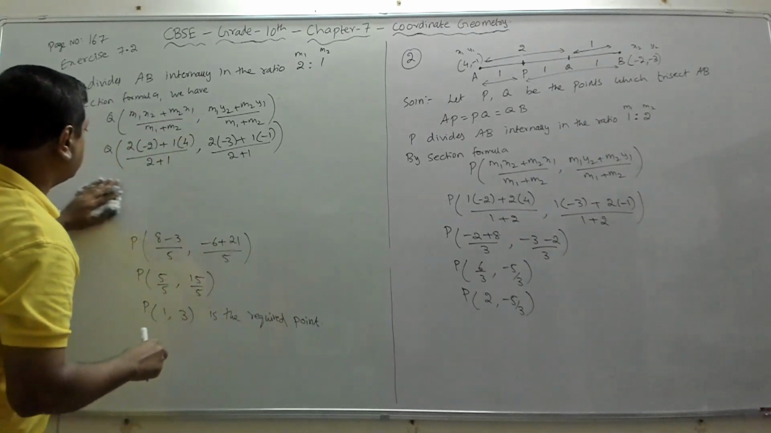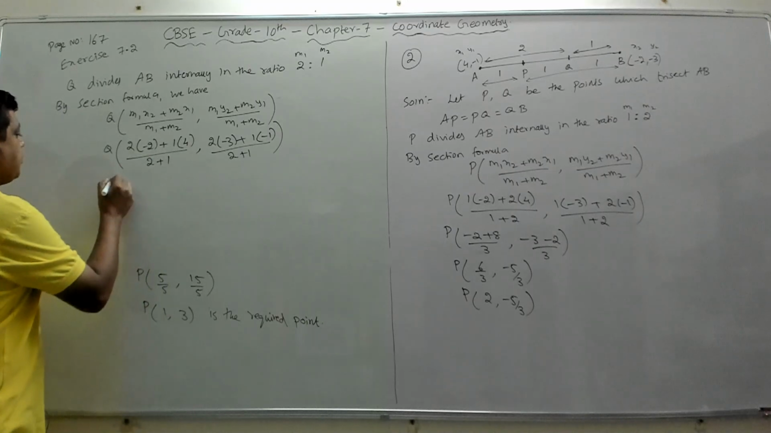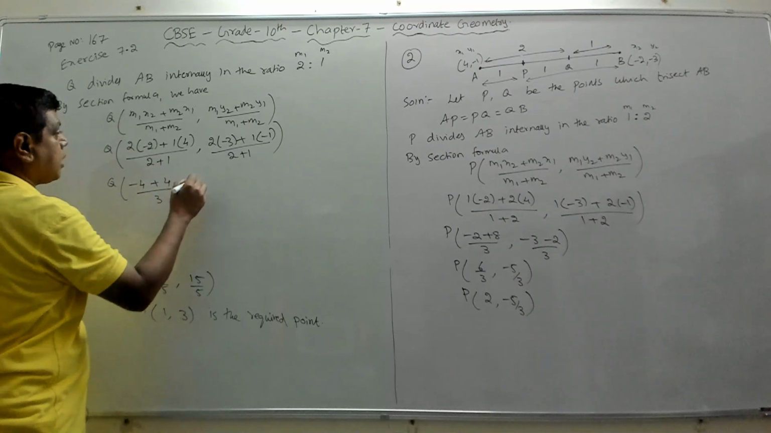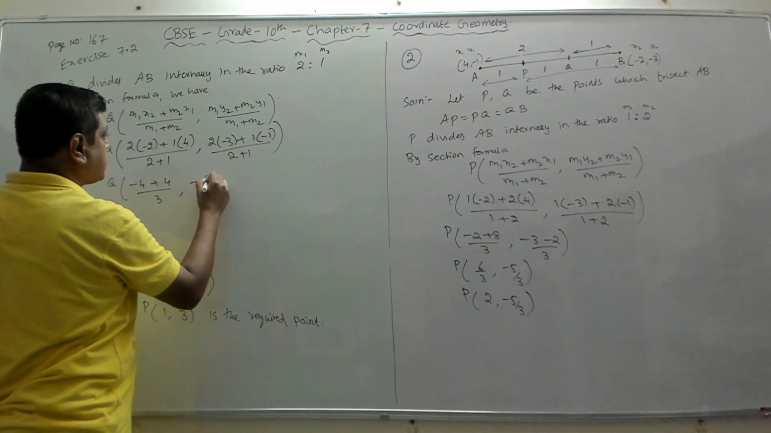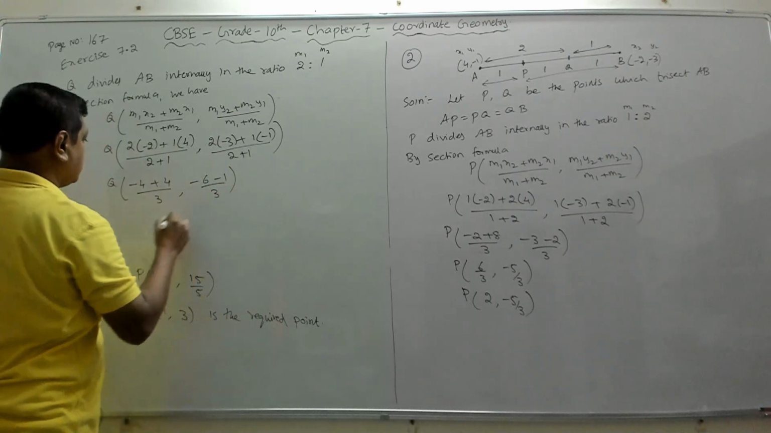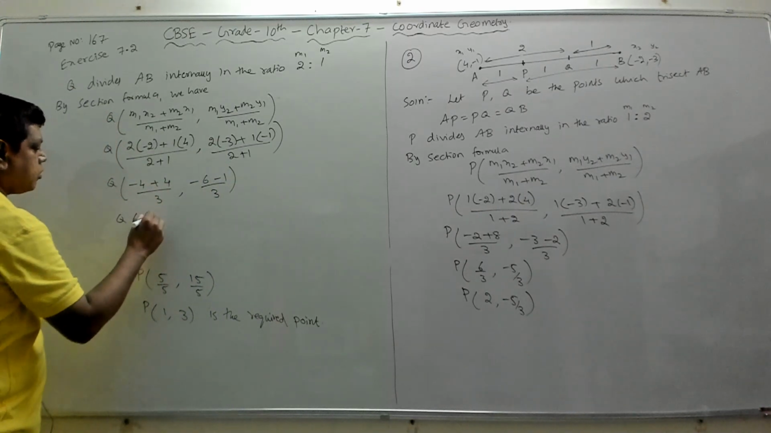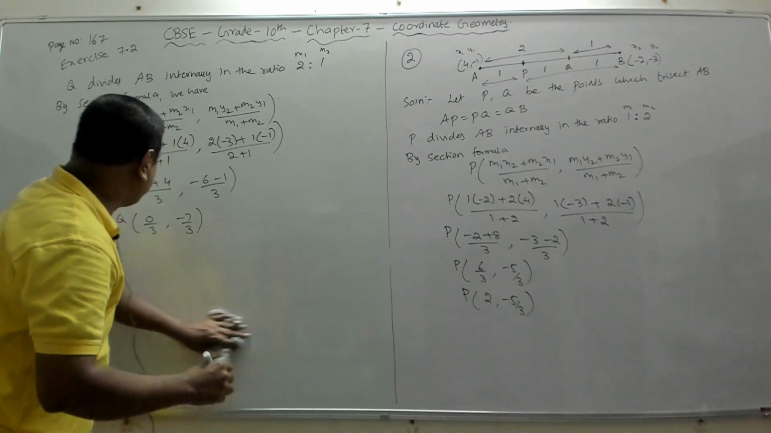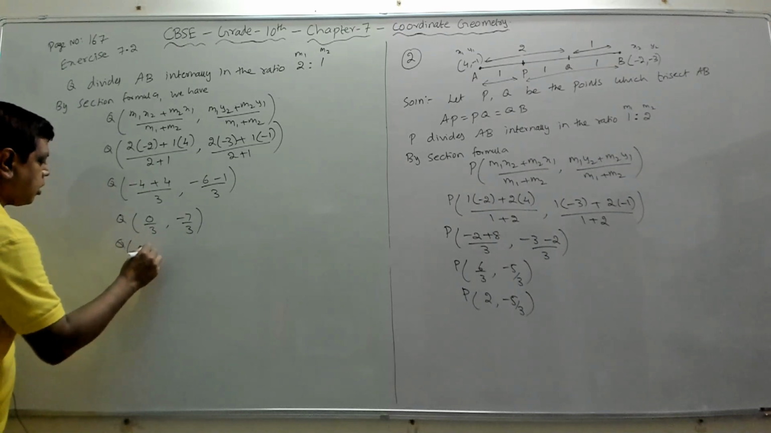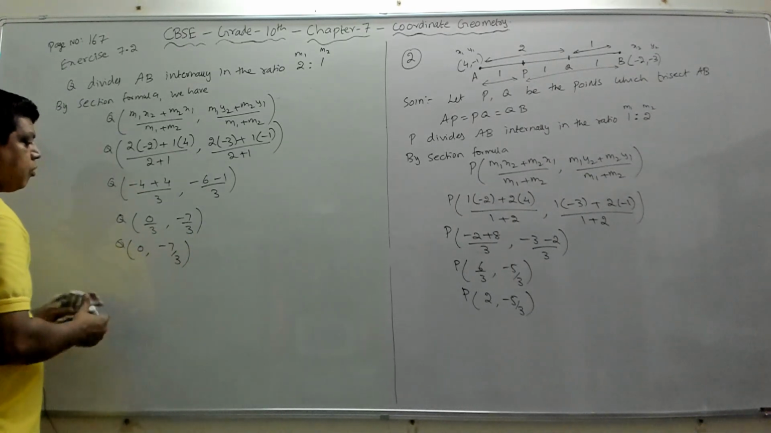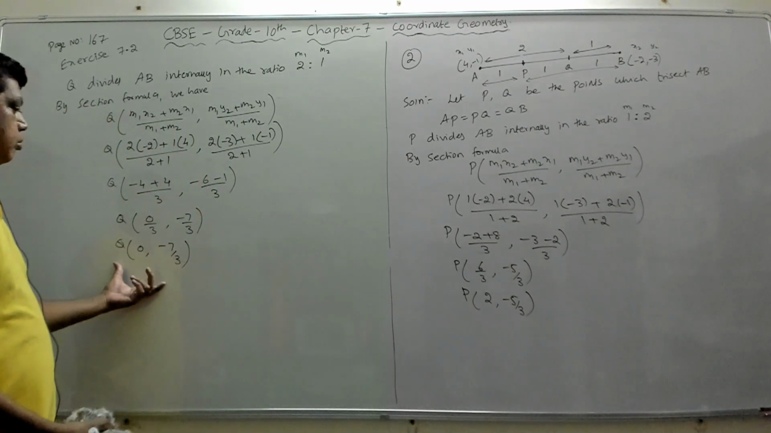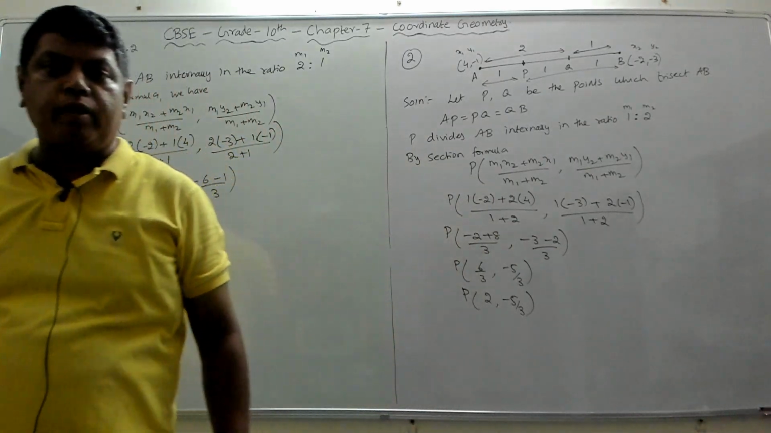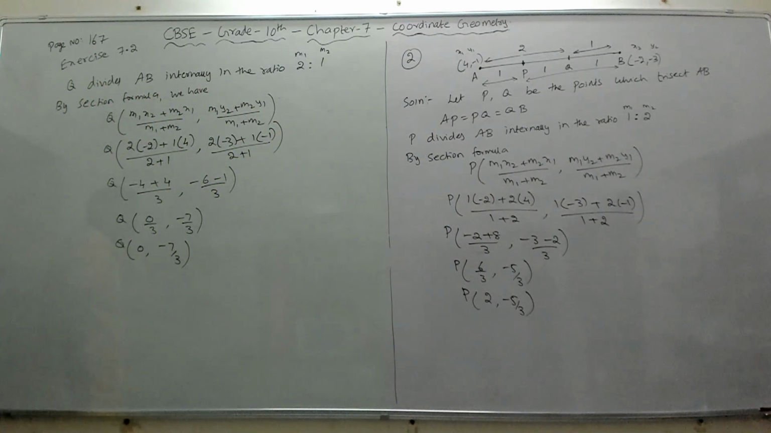Fine. So now if you simplify, that is Q of 2 twos are minus 4, plus 4 times 1 is 4, by 3, comma, minus 6 minus 1 by 3. So this gives you Q of minus 4 plus 4 is 0 by 3, comma, minus 7 by 3. So the final answer is Q of 0, comma, minus 7 by 3. So we have found the 2 points P and Q which trisect the line AB.